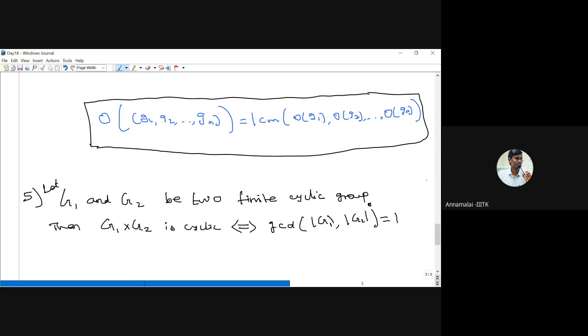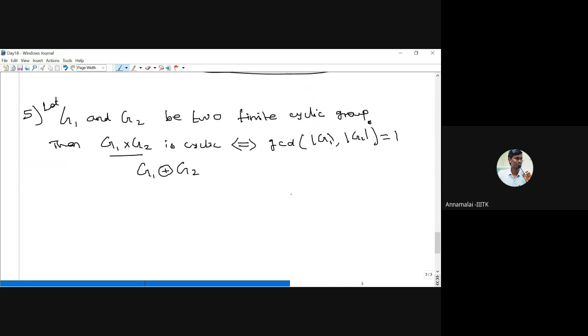If the GCD is not equal to 1, the direct product of two cyclic groups need not be cyclic. So sometimes they use the Cartesian product notation, this cross, or sometimes they use this notation G1 direct sum, direct product G2. Anyway, this is also an ordered pair of elements, and the intersection contains only the trivial element. So this is very important.